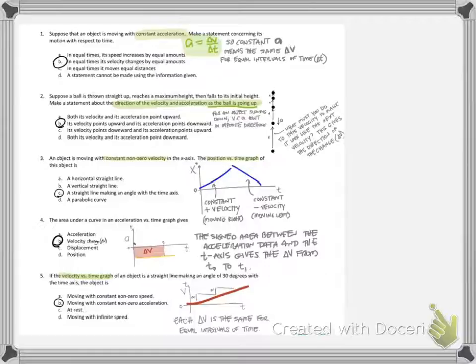An object moving at constant acceleration. That means that its velocity is changing by the same amount in equal time intervals. So in other words, in every second, the velocity changes by the same amount. Speed does not include direction, so that is not the best answer. In equal times, it moves equal distances. Now that would be describing a constant velocity, not a constant acceleration.